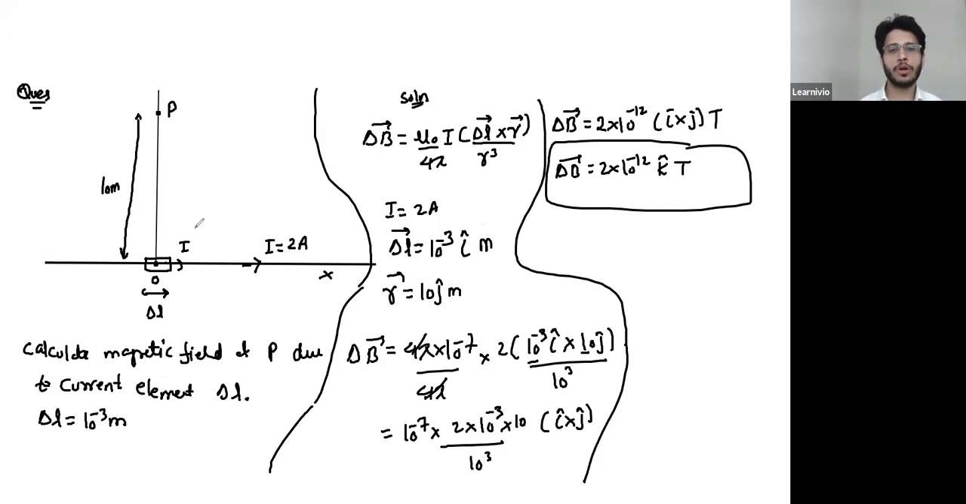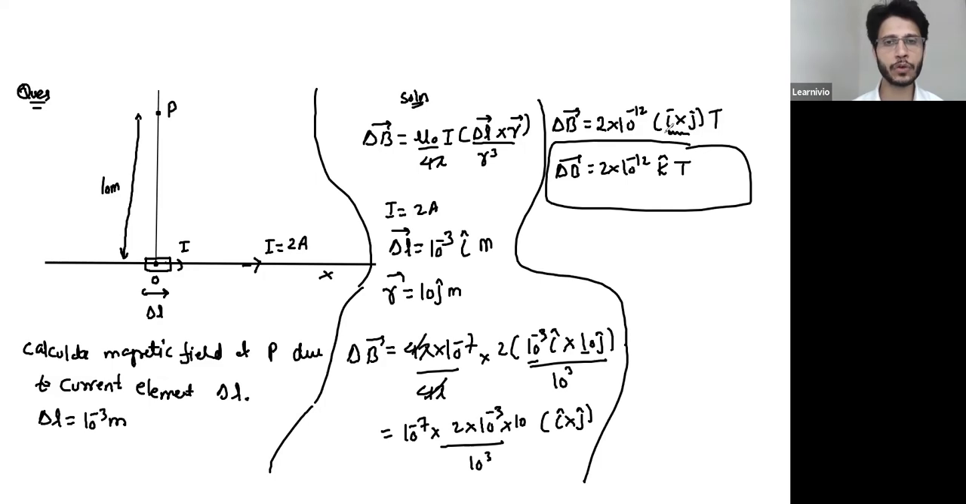What about the others? Outwards, very good. Just place your finger along the current and curl it towards the point. Your thumb is going outwards. So that is the direction of magnetic field, it's outwards. So that's your magnetic field, which is outwards. This much of Tesla. And yes, outwards.